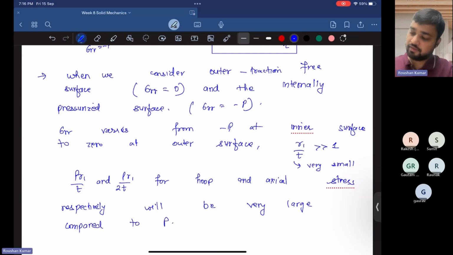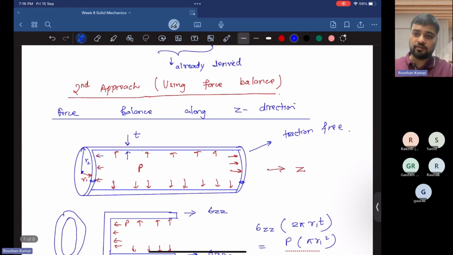Here you can see that if you look at the thin pressurized cylinder, from outside, because it's a traction free boundary condition, there is no radial stress coming from outside. But if you look at the inside of the cylinder, a pressure is acting from the inside, and therefore it has stress minus P, which is acting in the outward direction. So we can say that the radial stress varies from minus P at the inner surface to zero at the outer surface.